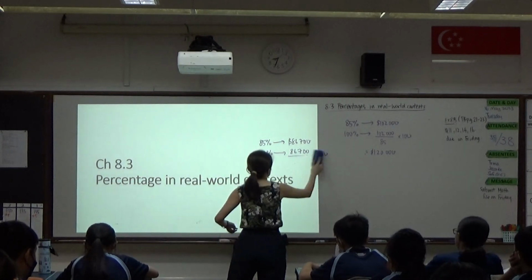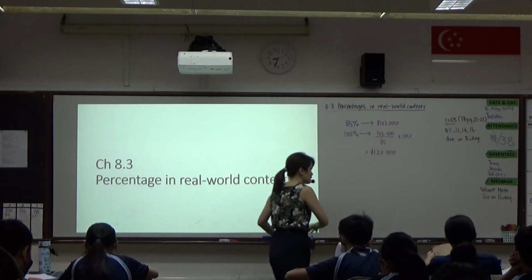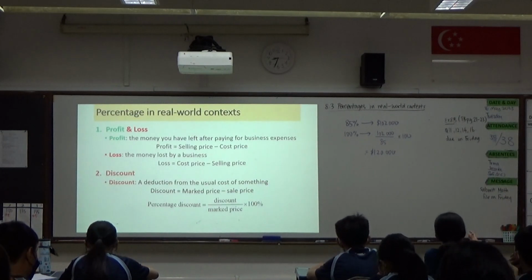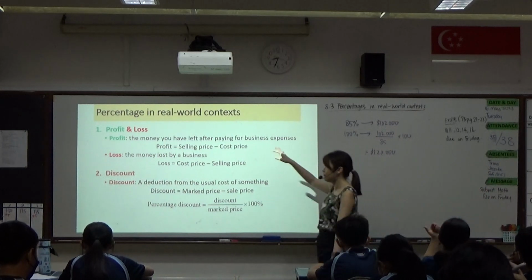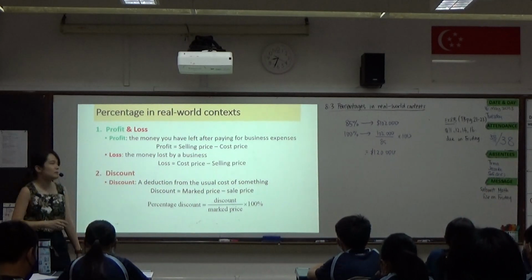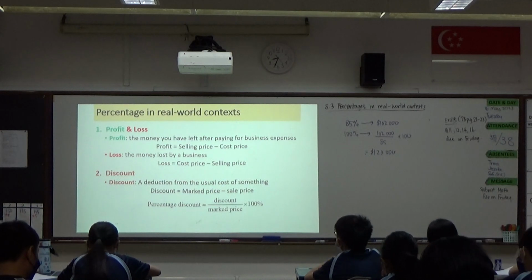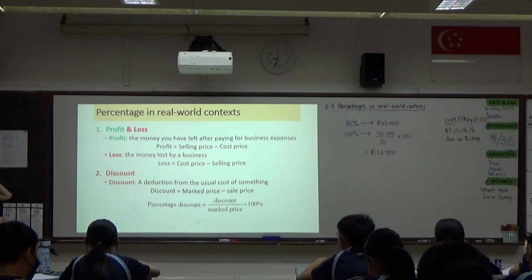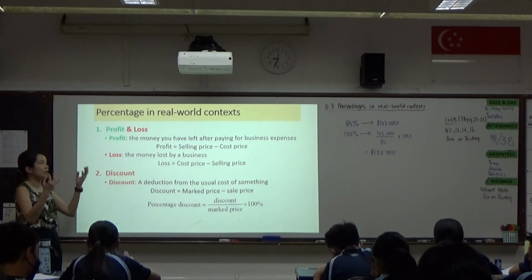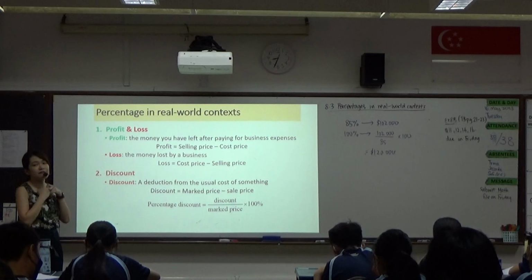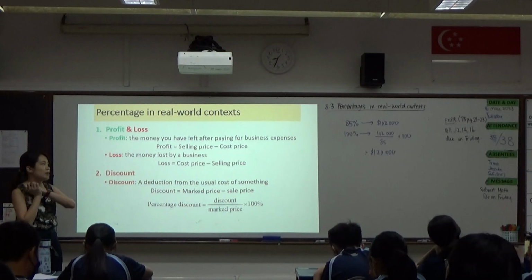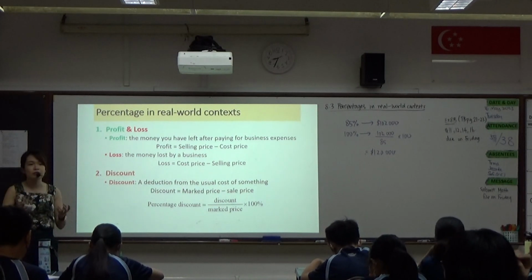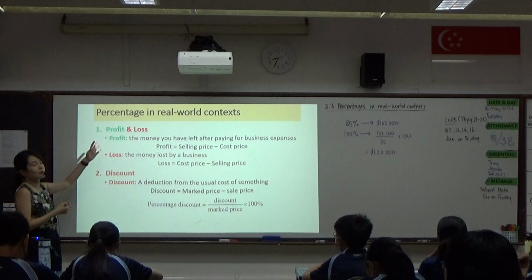Let me just erase this. Okay, so now we will be looking at 4 main contexts. So please copy this down as I speak. First one is profit and loss. I don't think these terms are unfamiliar to you. Profit is generally the amount of money you earn after paying for your business expenses. Let's say you pay for your manpower, your rental, and all that. So how much money do you have left? That is your profit.